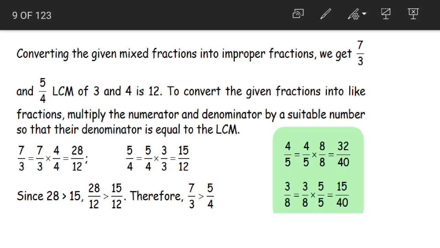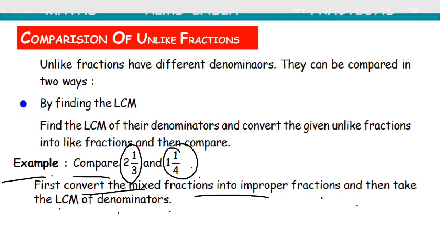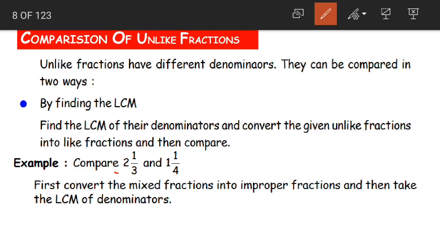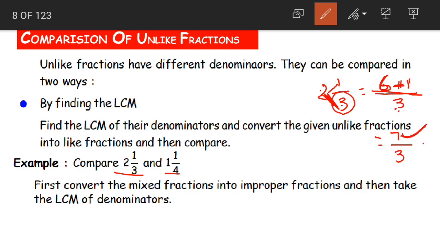2 1 by 3 and 1 1 by 4. Let us convert them into improper fractions. 2 1 by 3 can be converted as 3 2s are 6 plus 1 divided by the denominator 3. What did we do? We multiplied the whole number and the denominator, plus the numerator. 6 plus 1 becomes 7 divided by our denominator 3. 7 by 3 is our improper fraction here.